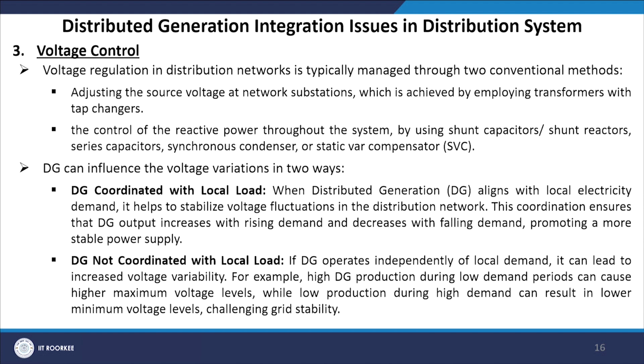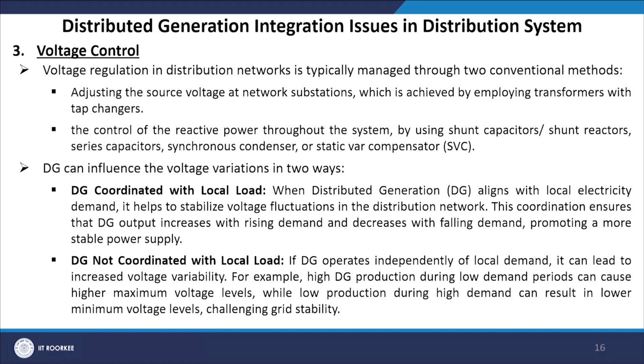Voltage regulation in distribution networks is typically managed through two conventional methods: adjusting the source voltage of network substations, which is achieved by employing transformers with tap changers. That is one mechanism. And the other one is the control of the reactive power throughout the system by using shunt capacitors or shunt reactors, series capacitors, synchronous condensers, or static var compensators.